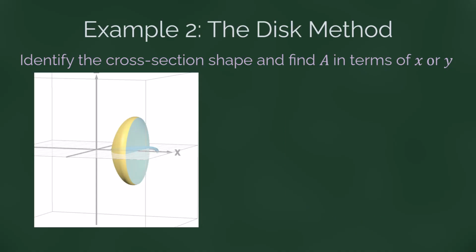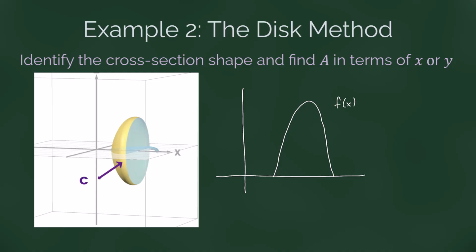Now that we've chosen our slicing direction, we can figure out the area for an arbitrary slice. We'll pick a value c on our x-axis and look at the slice there. By examining the function sitting in the xy plane, we can see that the radius of this slice is given by the function itself. In other words, when we choose our slice c, the radius of the circular slice generated at c is going to be equal to negative c squared plus 5c minus 4.